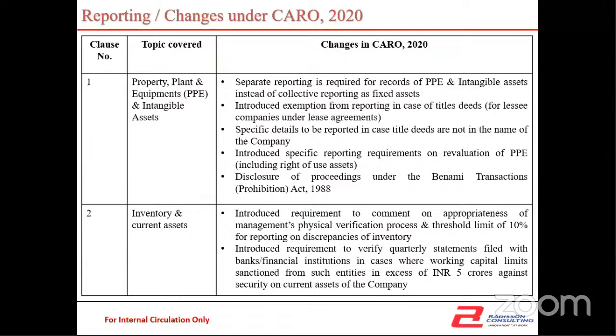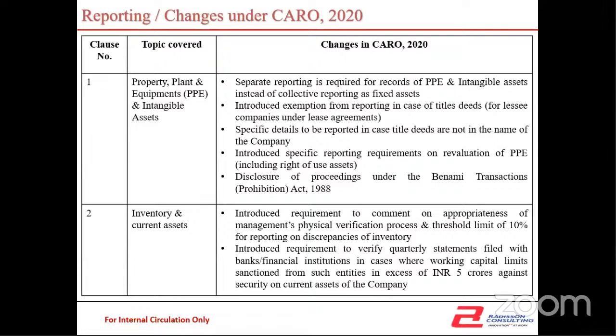Verifying quarterly statements which are submitted to the bank is not directly related to the financial statements. So this is the first time a requirement has been introduced that the auditor is required to take additional responsibility for documents which do not form in any manner part of the financial statements. To understand this point, we'll have to break it into 5 parts. First part is introduced requirement to verify quarterly statements. So only quarterly statements are covered in this reporting.